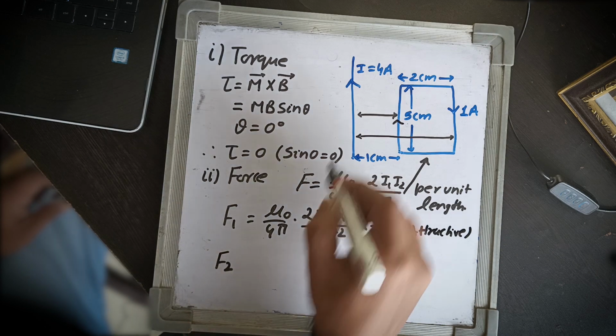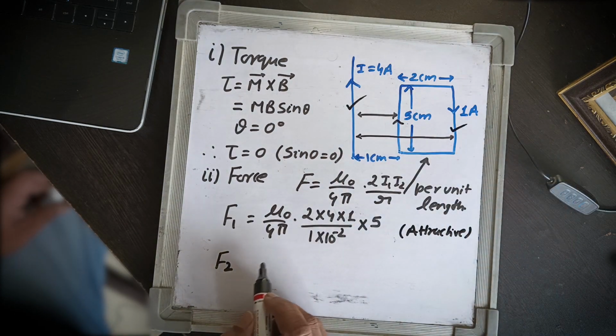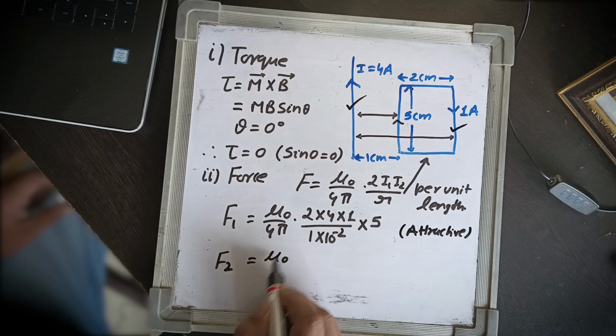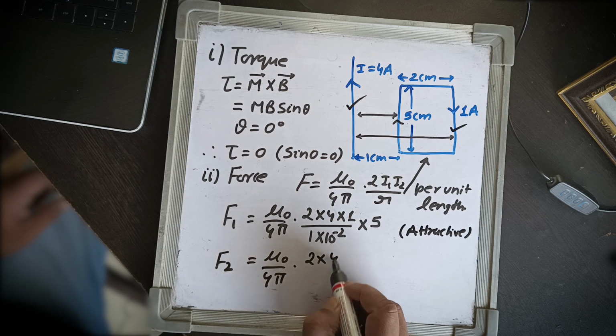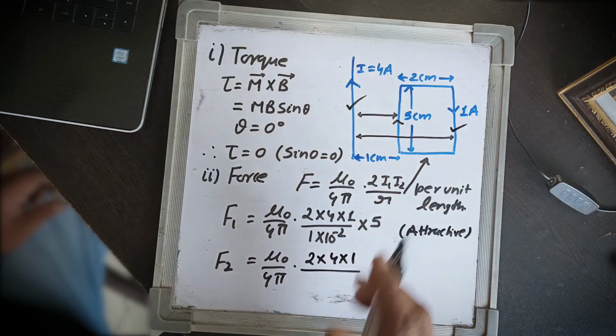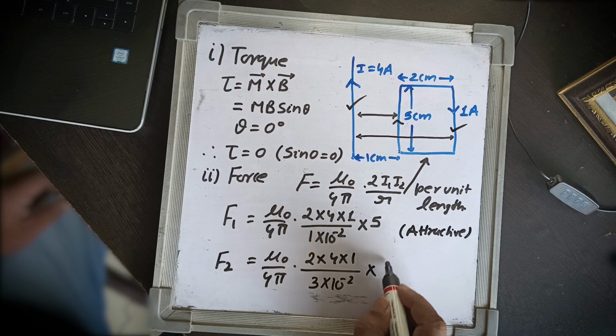For the wire and this other arm, we find that F2 will be equal to mu naught by 4 pi into, currents are the same, 4 and 1, but the distance is now 1 plus 2, that is equal to 3 centimeter per unit length. Length is also the same.